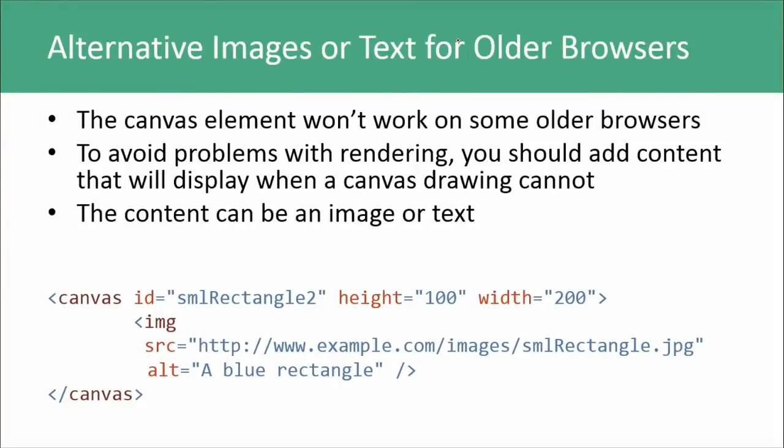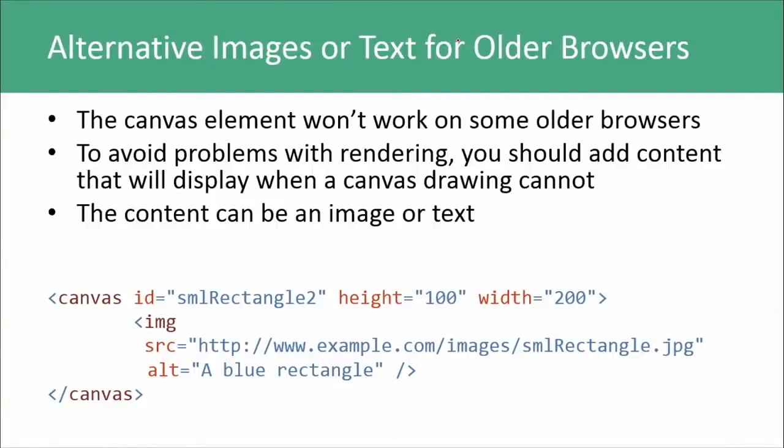So one of the things that you need to be aware of, though, is that if you're using an older browser, like say you go visit Grandma, and Grandma's using Internet Explorer 6, right? She hasn't updated her browser for a really long time. Well, the Canvas element might not be available on Grandma's browser. So you're going to have to provide content that will display when a Canvas element doesn't render. Right? The content can be an image or text.